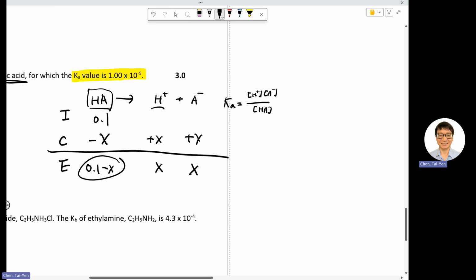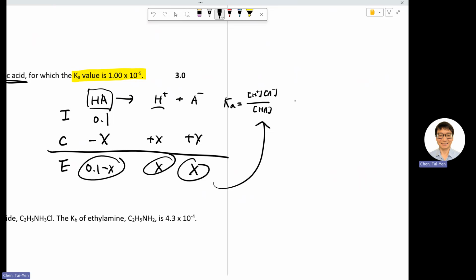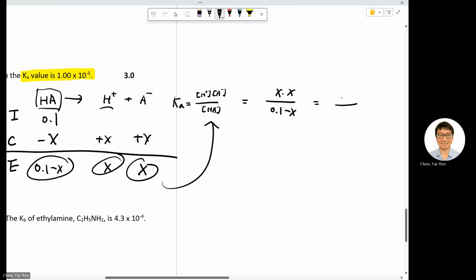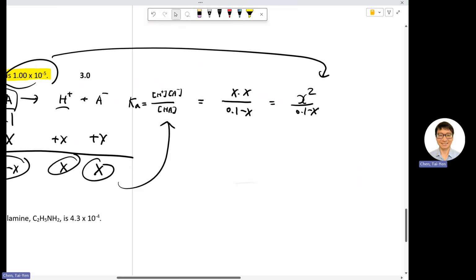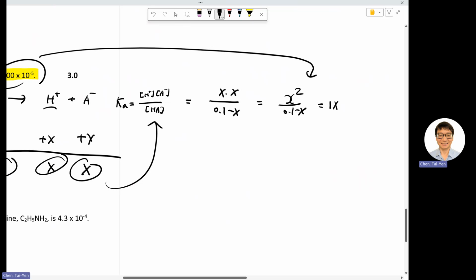Okay. So once you know all these things, then you can put into your equilibrium constant K. Therefore, you're going to get X times X for your numerator, 0.1 minus X for your denominator. Okay. So this gives you X squared over 0.1 minus X. And then this whole thing will equal 1 times 10 to the negative 5. So you're going to get to this point.